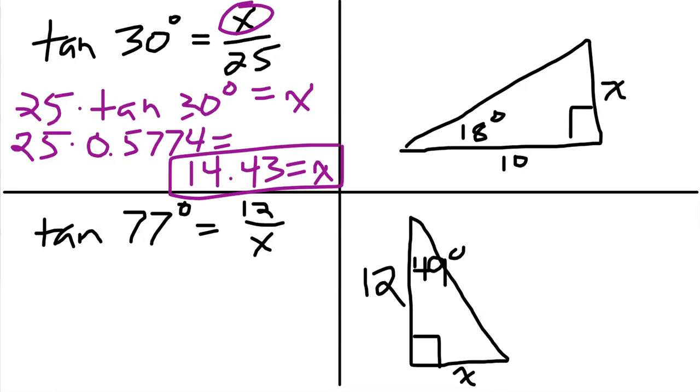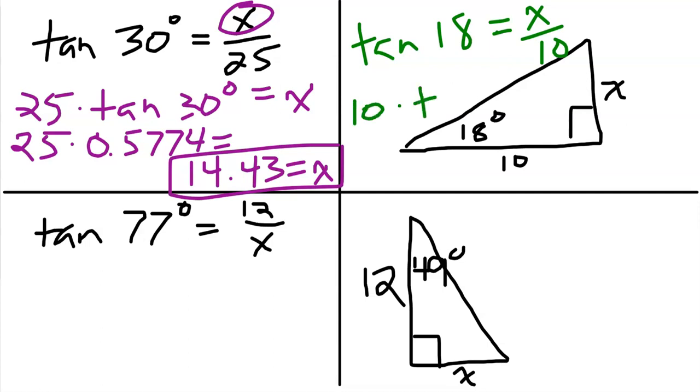So if we go to the top right corner, we have the tangent of 18 equals x over 10. That means if we multiply the tangent of 18 by 10, we will end up with x. And doing that, taking the tangent of 18, which gives us approximately 0.3249, multiply that by 10, and you get x is equal to 3.249, or approximately 3.25.